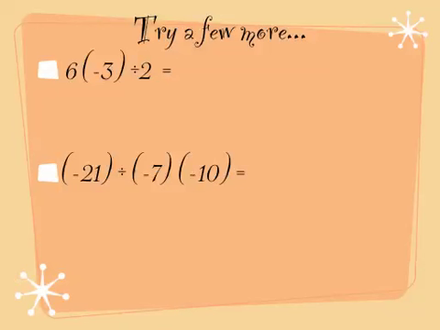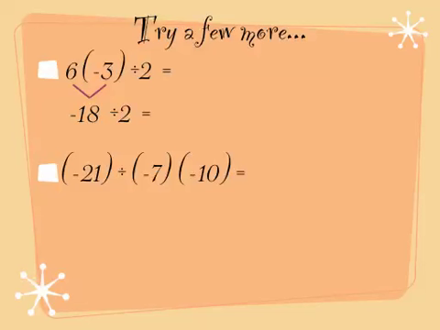The next example, I have 6. Remember, parentheses means multiply. 6 times negative 3 divided by 2. I need to work my way from left to right because the order of operations says I do multiplication and division from left to right. So the first thing that I need to do is 6 times negative 3. I have a positive times a negative, which means my answer is going to be negative, and 6 times 3 is 18. So I have negative 18, and then I still need to divide by 2.